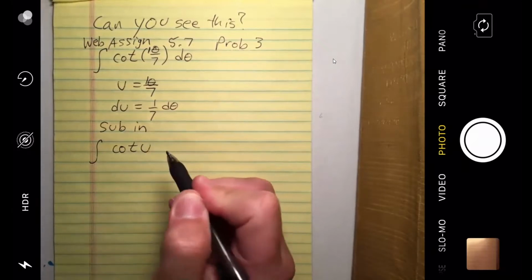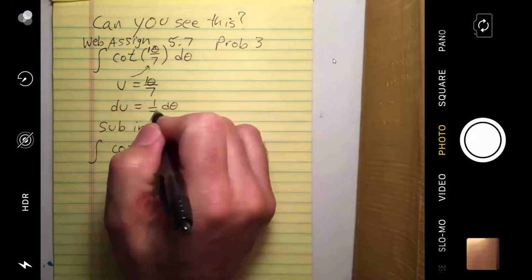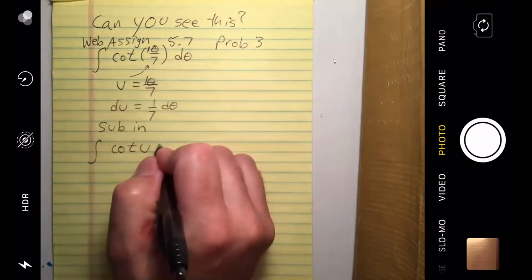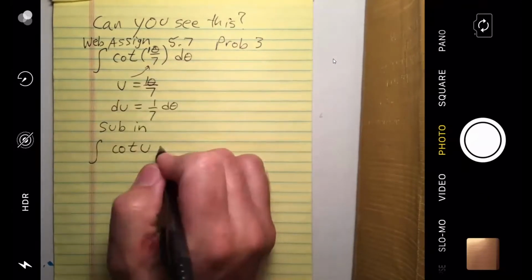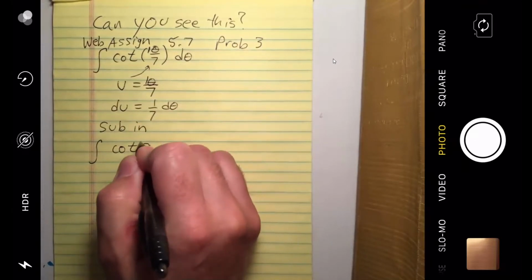Okay, so now I'm going to sub in. And I will get the integral of cotangent of u. Here's the u. In effect, this is the u. Now, to make this match, I need to put the 1/7 in. In fact, maybe I should slow this down a little bit. Maybe I should leave it theta over 7. I'll still leave it theta over 7 at this step, and I'm going to show the 1/7 d theta.